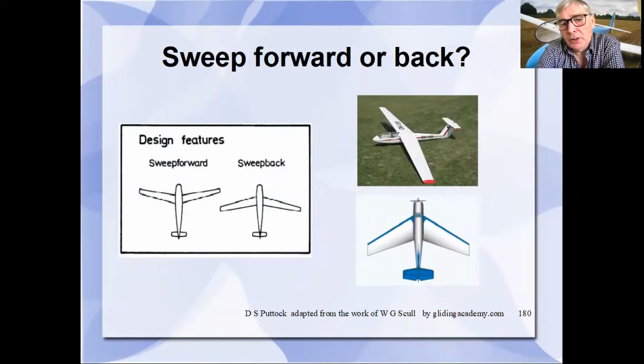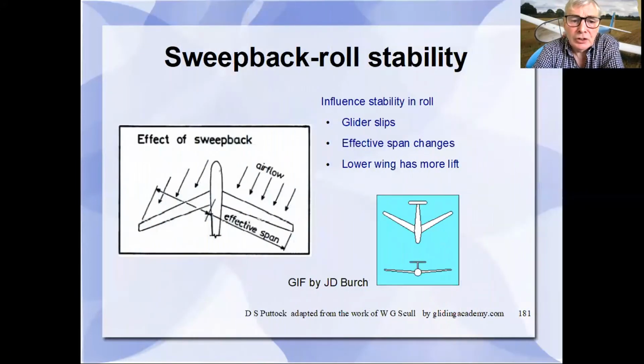Now we can look at sweepback versus swept forward, and why the designers choose to have one or the other. Swept forward wings, which are very common in gliders, are seen in the upper diagram on the right hand side, in this case of a Blanik, and you can see quite a distinct sweep forward on that wing, as opposed to the lower diagram, which is a faster aircraft, and its wings are swept back. We'll take a look at the two, and we'll start with sweepback.